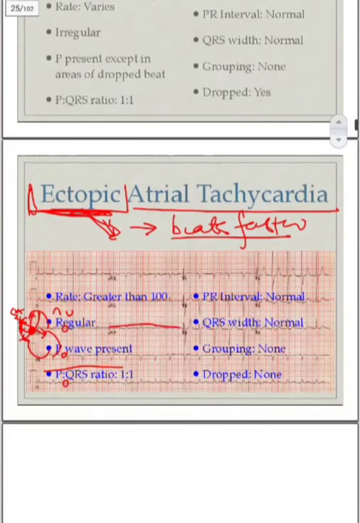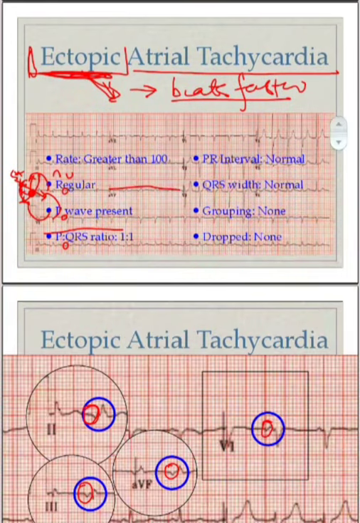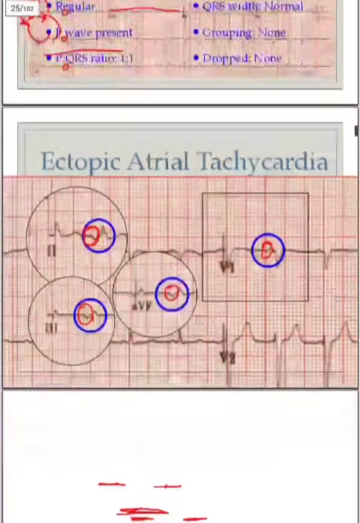There was ectopic atrial tachycardia. In ectopic tachycardia, it was regular. P wave was present with similar morphology, just different morphology because of one ectopic pacemaker.